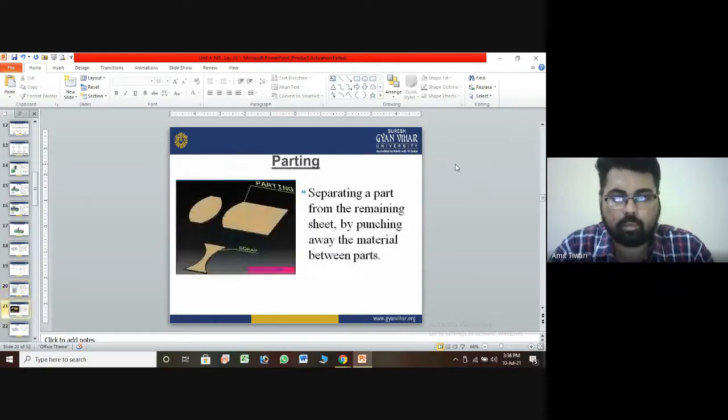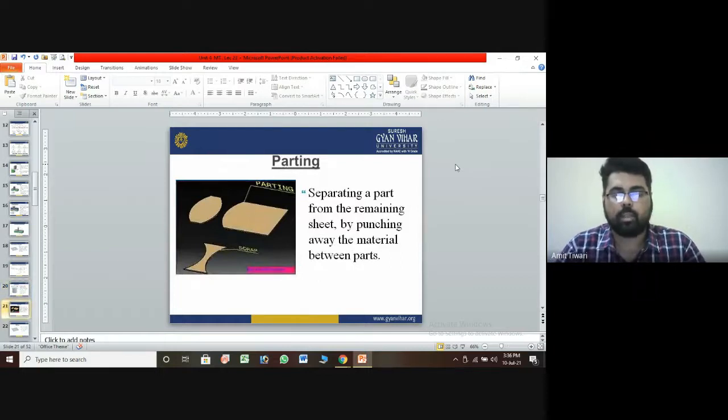The second one is parting. Parting means separating a part from the remaining sheet by punching away the material between the parts.